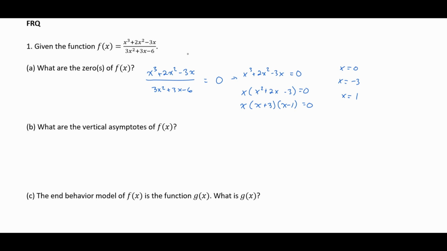You do have to show your work on all free response questions. But this is enough that we can go off of and get full points for part A.